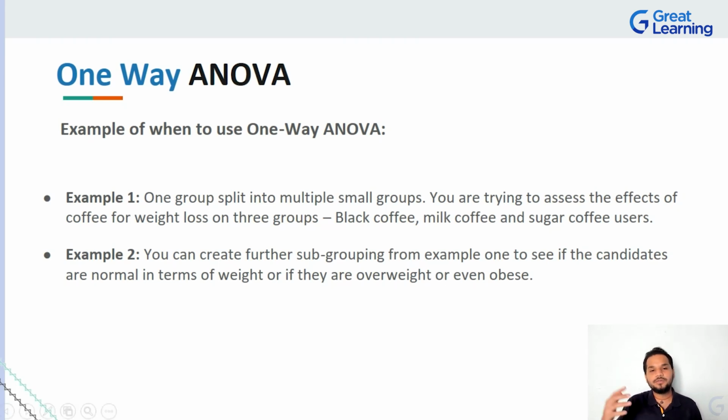Let's just say that you want to do further subgrouping from example 1 to figure out if your candidate is normal in terms of weight, or if they're overweight, underweight, or obese. You don't look at the scale without looking at the person and say you're overweight, right? You have to have something to compare to. You need an ideal version, maybe a fit person, to compare it to. And once you start grouping all of these terms to find out what is the variation between a perfect candidate and a candidate who joined your gym to lose weight?